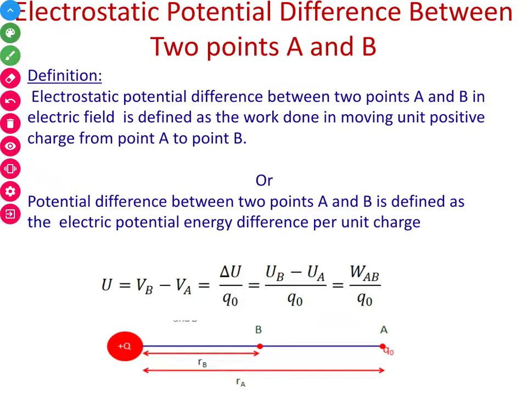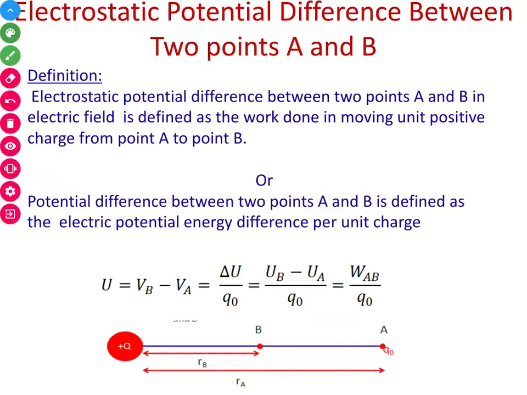Electrostatic potential difference between 2 points A and B. First of all, we will find the electrostatic potential difference between the 2 points A and B, and then we can use this expression to find the electrostatic potential at any point. So let's start.